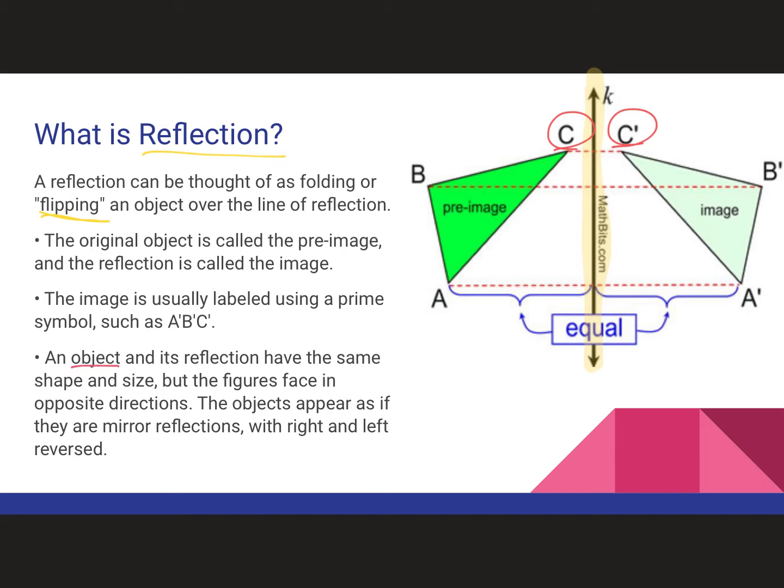An object and its reflection have the same shape and size, but they face in opposite directions. The objects appear as if they are mirror reflections, with the right and left reversed. So a reflection is exactly that. It is a mirror reflection.